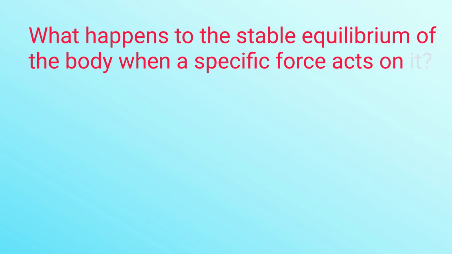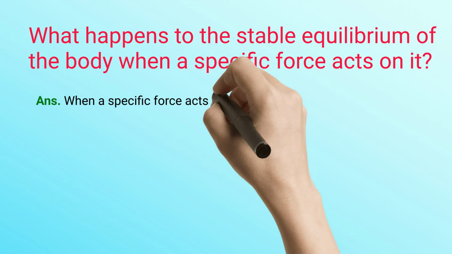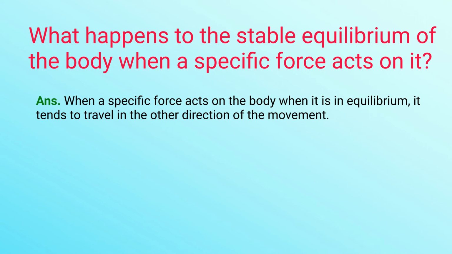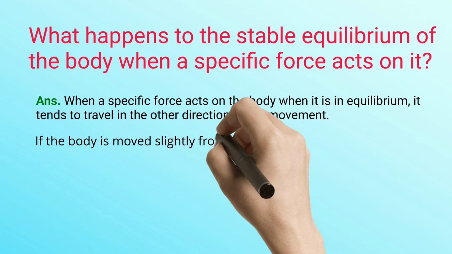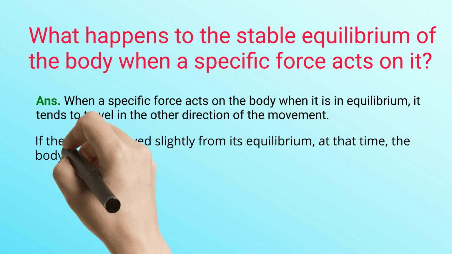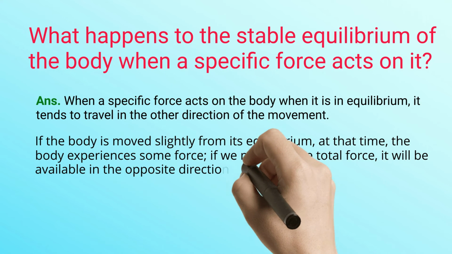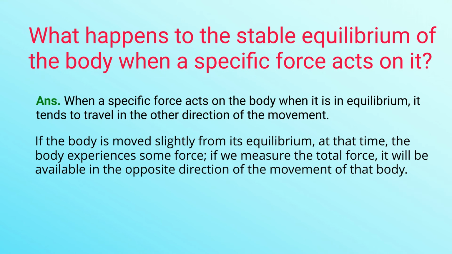What happens to the stable equilibrium of the body when a specific force acts on it? When a specific force acts on the body while it is in equilibrium, it tends to travel in the other direction of the movement. If the body is moved slightly from its equilibrium, at that time, the body experiences some force. If we measure the total force, it will be in the opposite direction of the movement of that body.